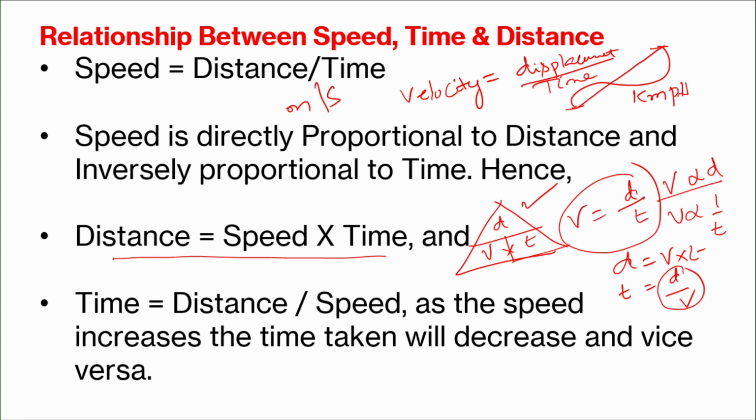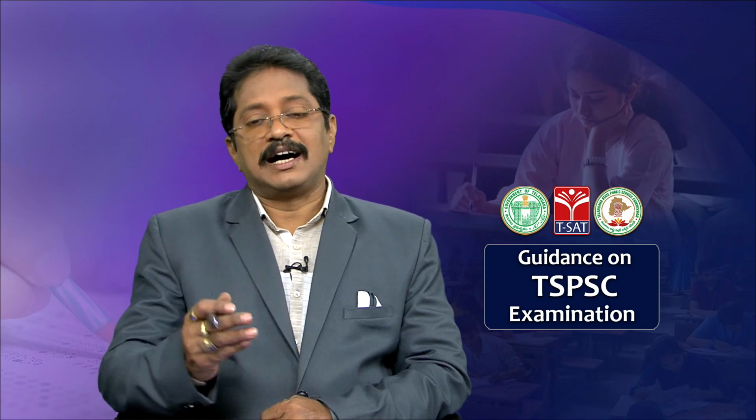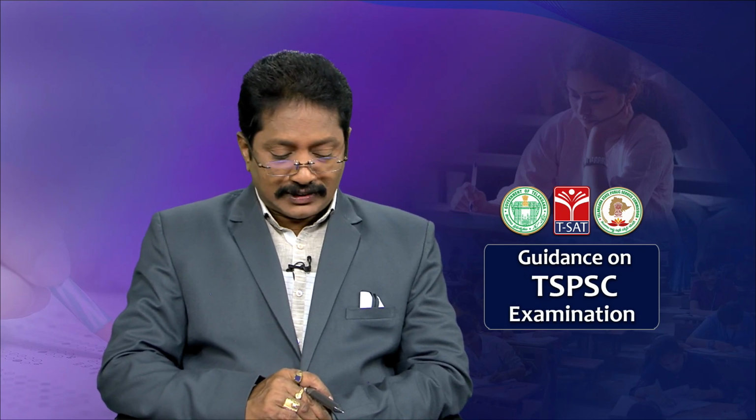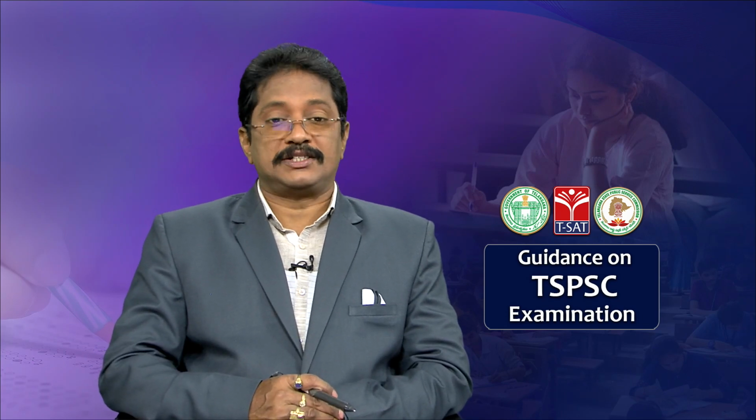For mathematics background aspirants, this is very simple, whereas non-mathematics aspirants have to practice these formulas, then it is easy to answer the given question based on the relation between speed, time and distance. Okay. Now, as the speed increases, time taken will decrease and vice versa. So now we are going to move into the units. See, what are the units of speed, time and distance?